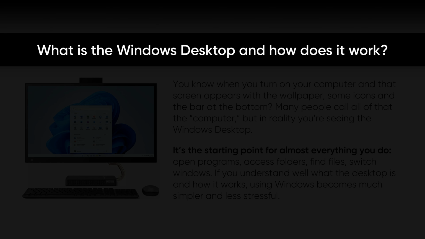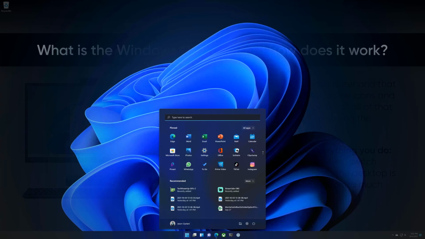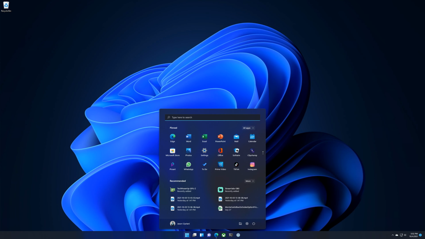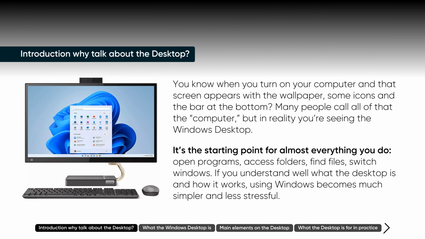What is the Windows desktop and how does it work? You know when you turn on your computer and that screen appears with the wallpaper, some icons, and the bar at the bottom? Many people call all of that the computer, but in reality you're seeing the Windows desktop. It's the starting point for almost everything you do: open programs, access folders, find files, switch windows. If you understand well what the desktop is and how it works, using Windows becomes much simpler and less stressful.